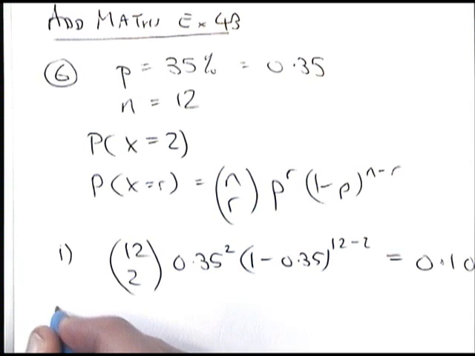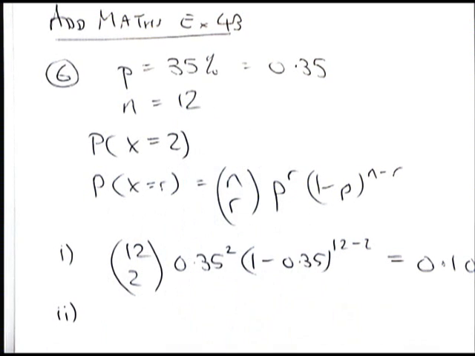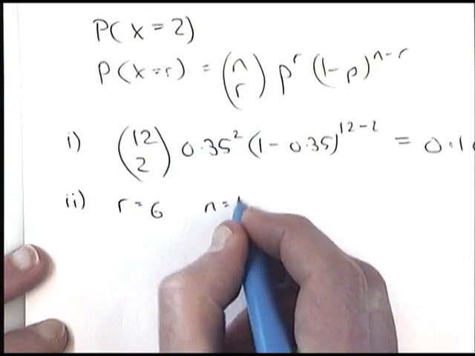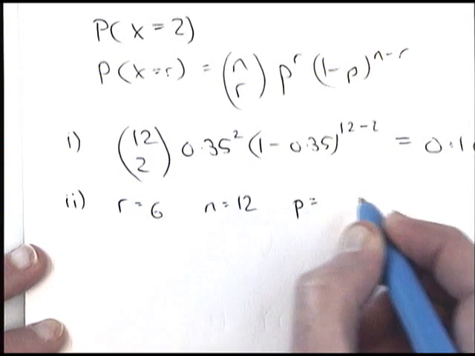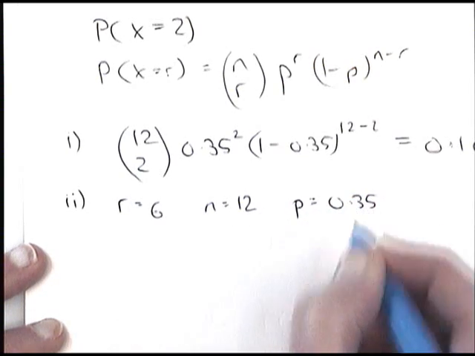Part 2 of the question, it's asking for the probability exactly half of them travel by bus. 12 of them we're looking at altogether. So in this question, our R number, the number we're interested in, is 6. 6 is half of 12. So I've got R is 6. From before, N is still 12. Still 12 people we're looking at. P, the probability of coming by bus, which is our success, is 0.35.